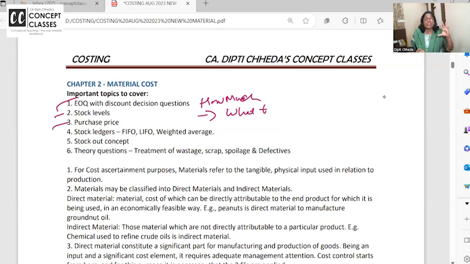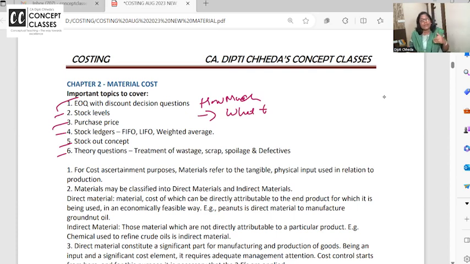Then we have purchase related problem. While purchasing, so many other expenses are there. So how to get the cost per unit and all. Okay. Then stock ledgers, how to maintain, that kind of problem we will check. Stock out concept is there. You know, there is a probability that you may be running out of the stock. So one problem is there in study material, twice same problem is asked.